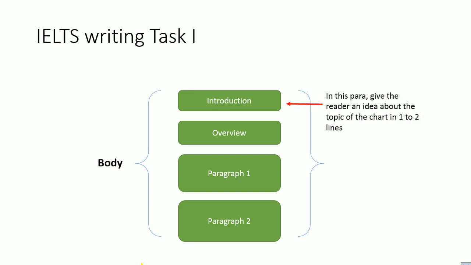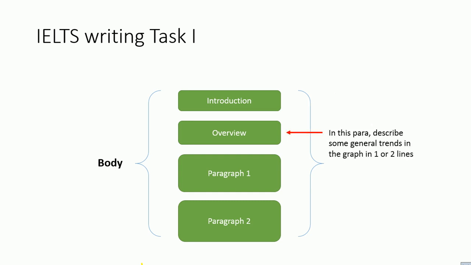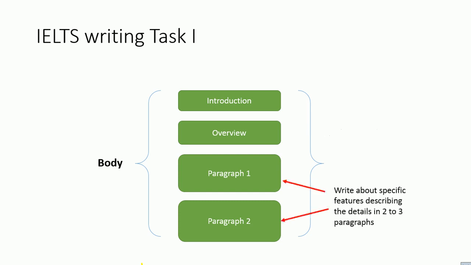In the introduction paragraph, give the reader an idea about the topic of the chart in 1 to 2 lines, not more than that. In the overview paragraph, describe some general trends in the graph in 1 or 2 lines. It need not include any figures, years, nothing, just the general information. And in the paragraphs, here I've written paragraph 1 and paragraph 2.